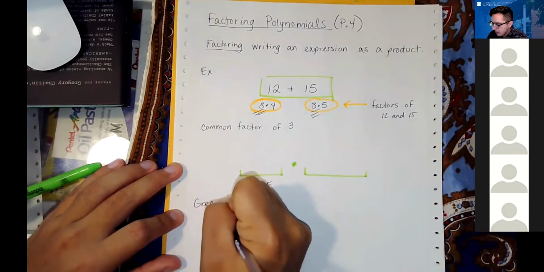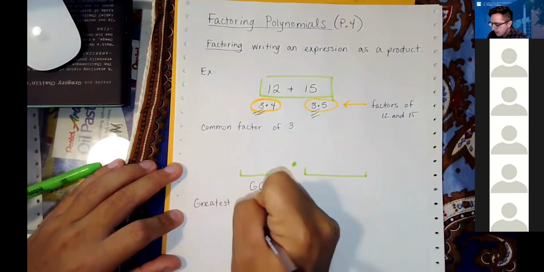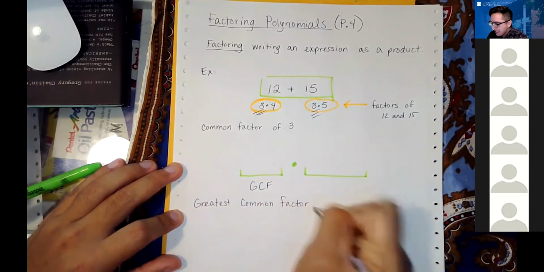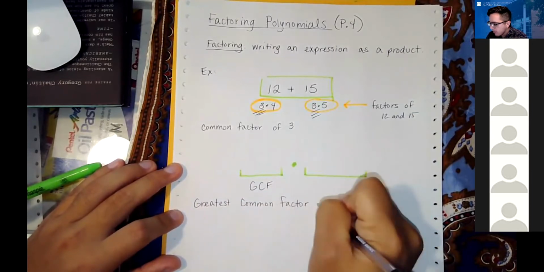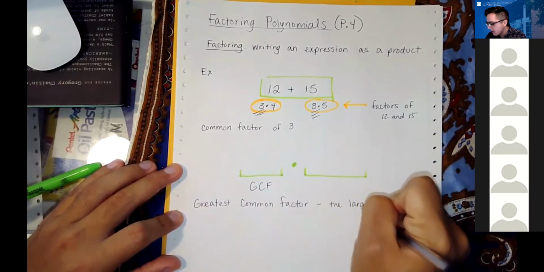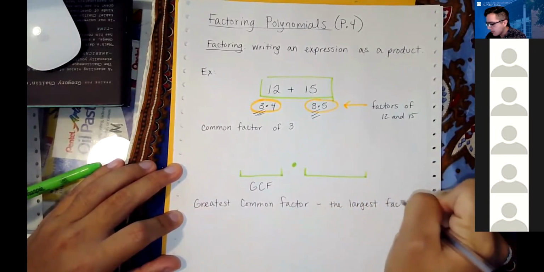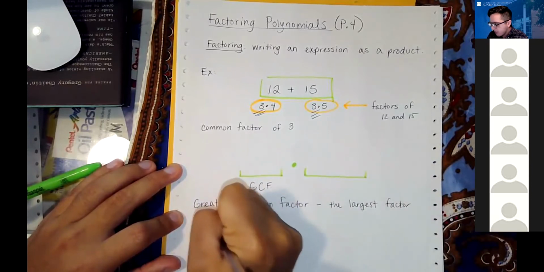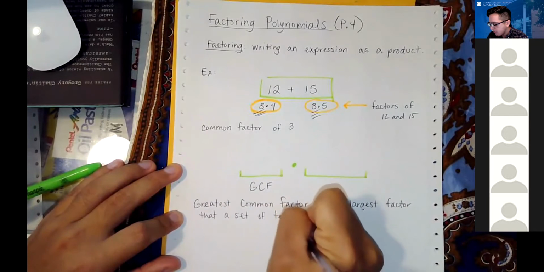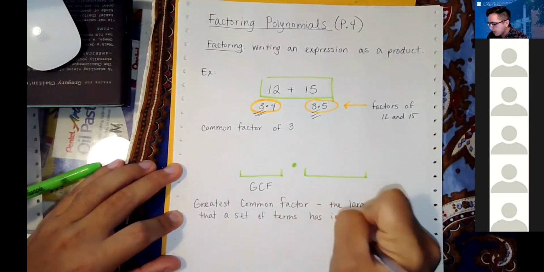And usually that first thing that we're going to write is our GCF, which stands for the greatest common factor. That is the largest number that a set of terms has in common. The largest factor that a set of terms has in common.